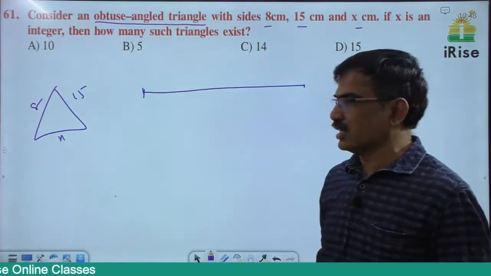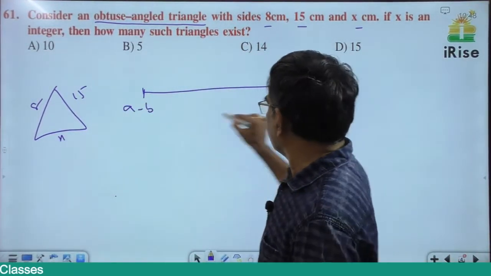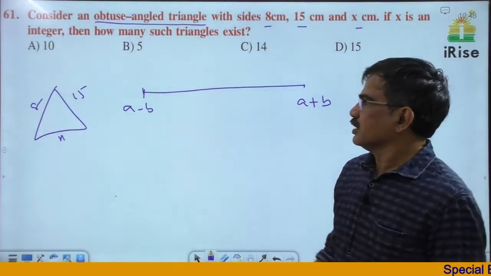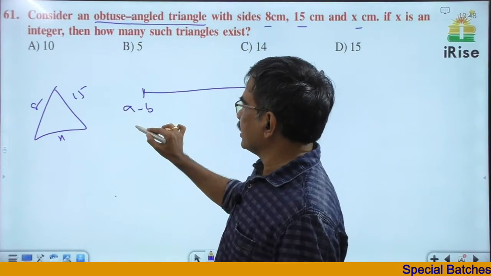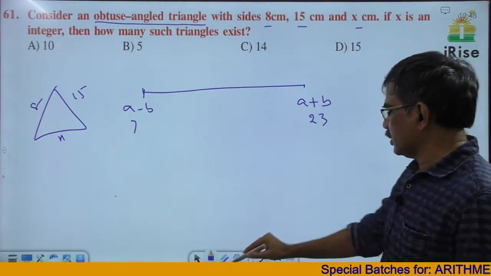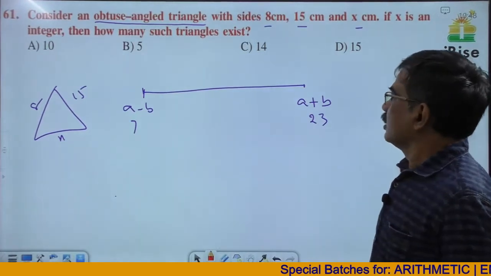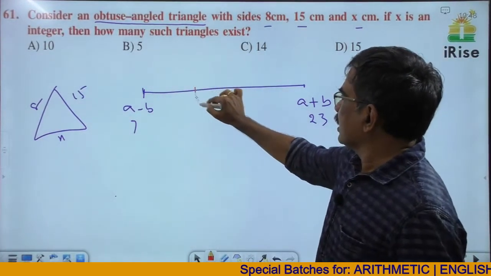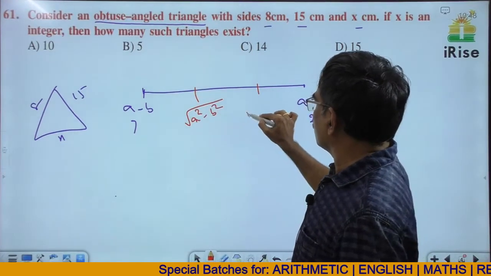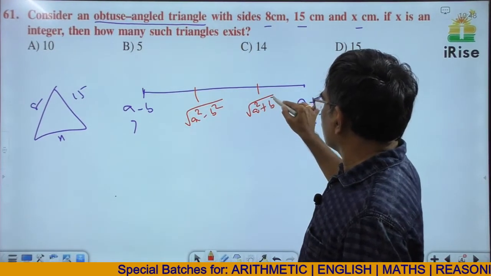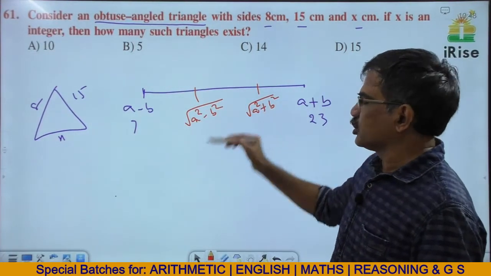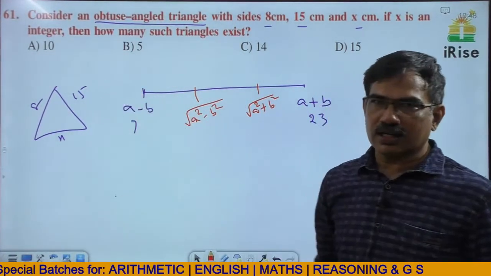The third side always lies between a minus b and a plus b. A minus b, 15 minus 8, is equal to 7. 15 plus 8 is equal to 23. And for an acute angle triangle, the third side lies between root of a square minus b square and root of a square plus b square. If the third side lies between these two, it is an acute angle triangle.